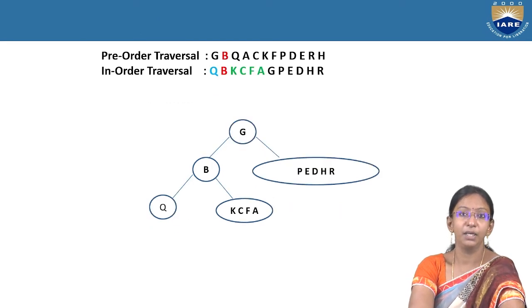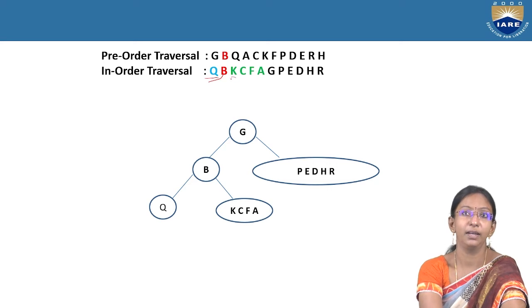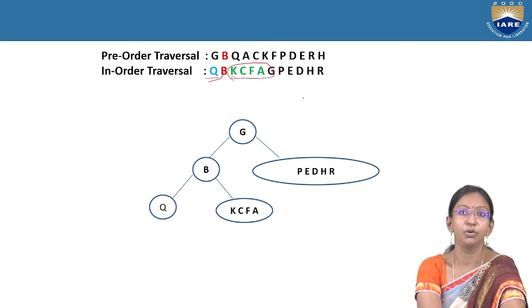Let's go with the next element, B. Within the list, have a look. Where is B in the in-order? Here it is. Its left child is Q and right is K, C, F, A. Do not touch G because G is the root.